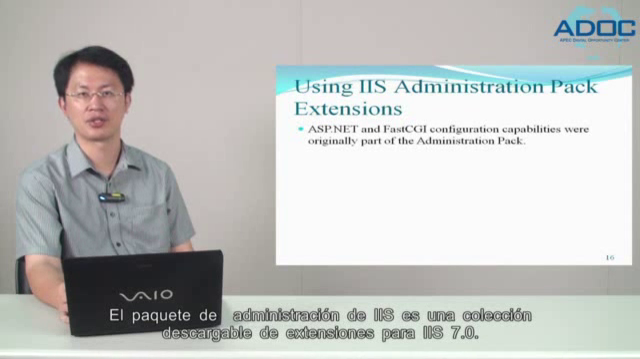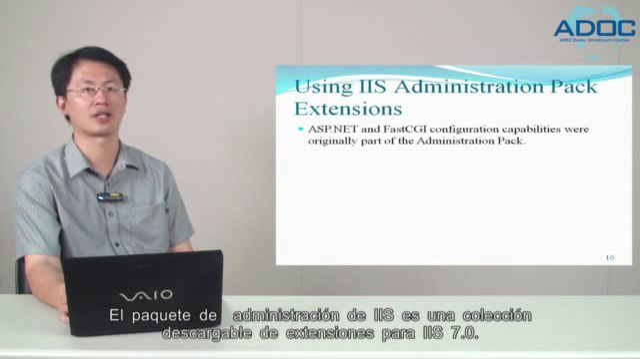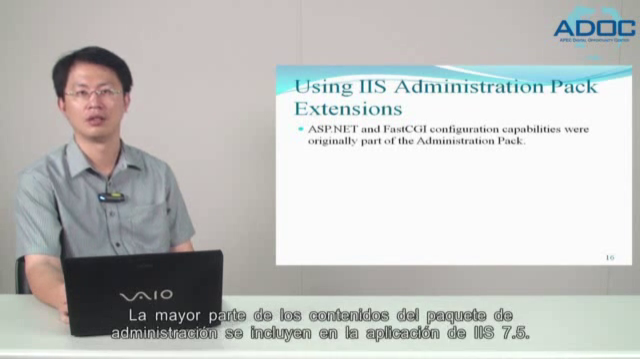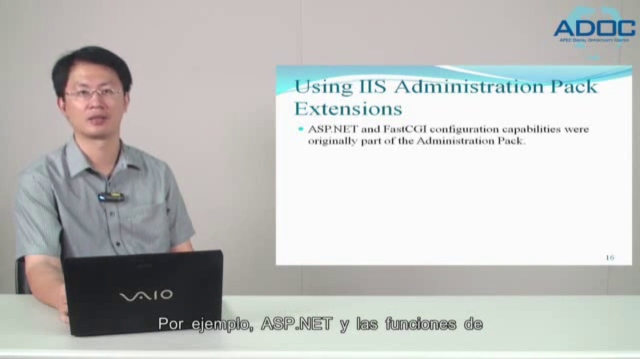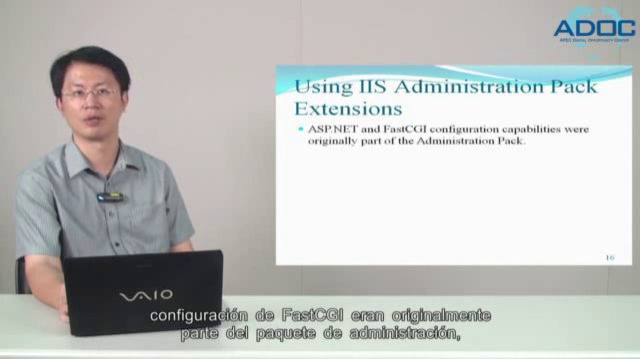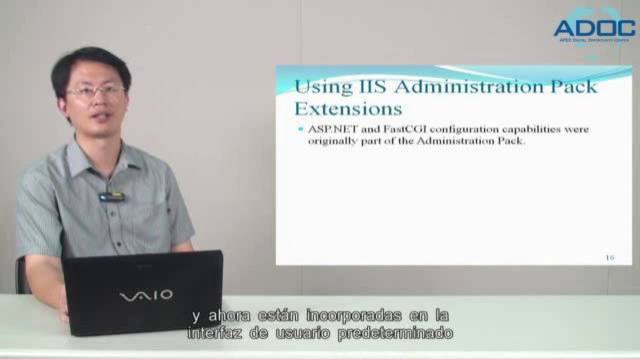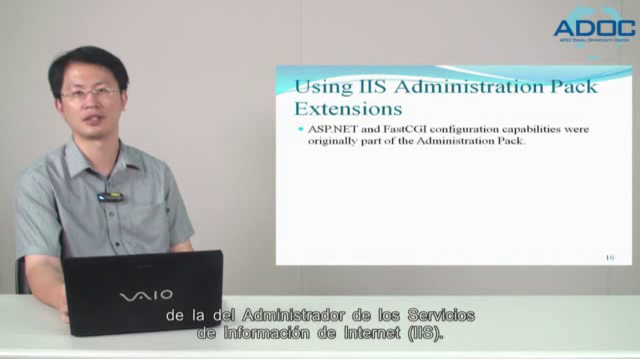The IIS Administration Pack is a downloadable collection of extensions for IIS 7.0. Most of the contents of the Administration Pack are included in the IIS 7.5 implementation. For example, the ASP.NET and FastCGI configuration capabilities were originally part of the Administration Pack and are now incorporated into the default user interface of the Internet Information Services Manager console.